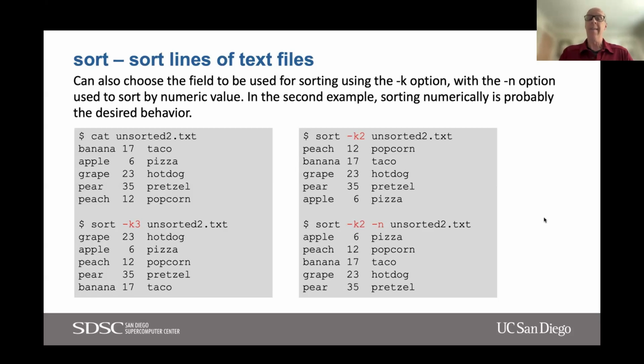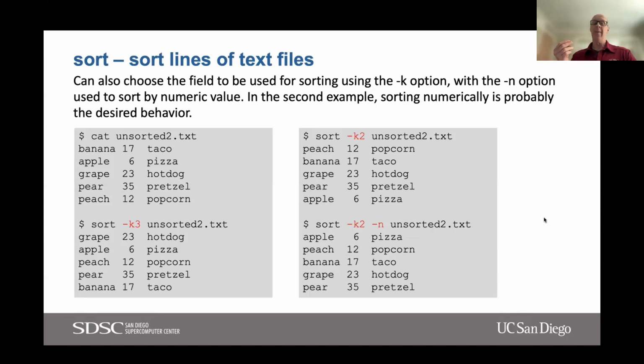Let's say I wanted to sort on the second field. I could do a -k2. And you'll notice that the output is maybe not what I was expecting. So here I have, in that second column, 12, 17, 23, 35, 6. And if you look at that, that is definitely not a numeric sorting. What happened is we applied a lexical sorting. So in the ASCII sequence of characters, 1 comes before 2, which comes before 3, and so on. So now we got 12, 17, 23, 35, 6.